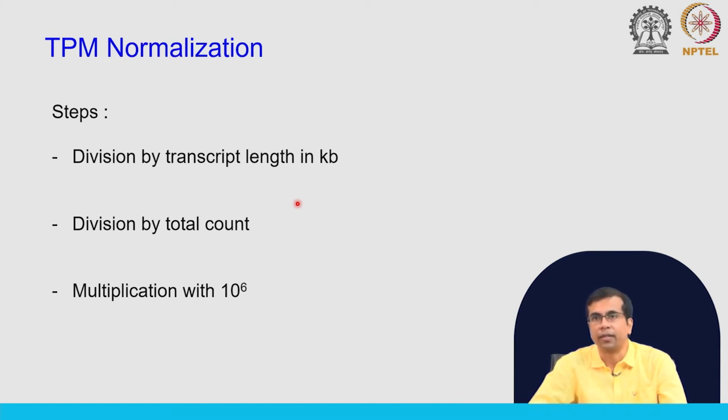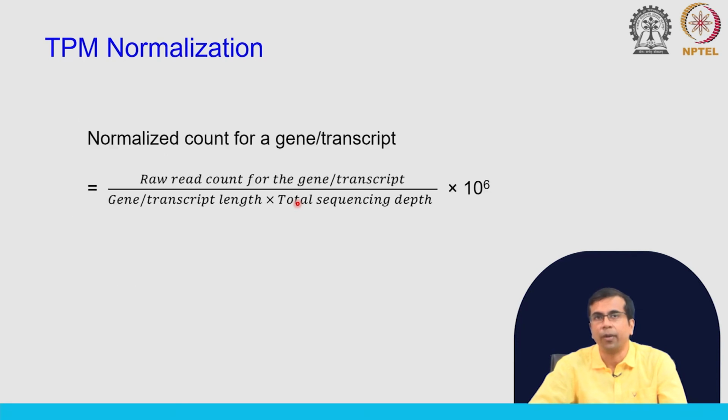So let us take this example again and see what we get when we do the TPM normalization. The formula is actually identical, as you see. We get the normalized count for a gene or a transcript by dividing the raw read count for the gene or transcript by the gene transcript length and also by the total sequencing depth, times 10 to the power 6.